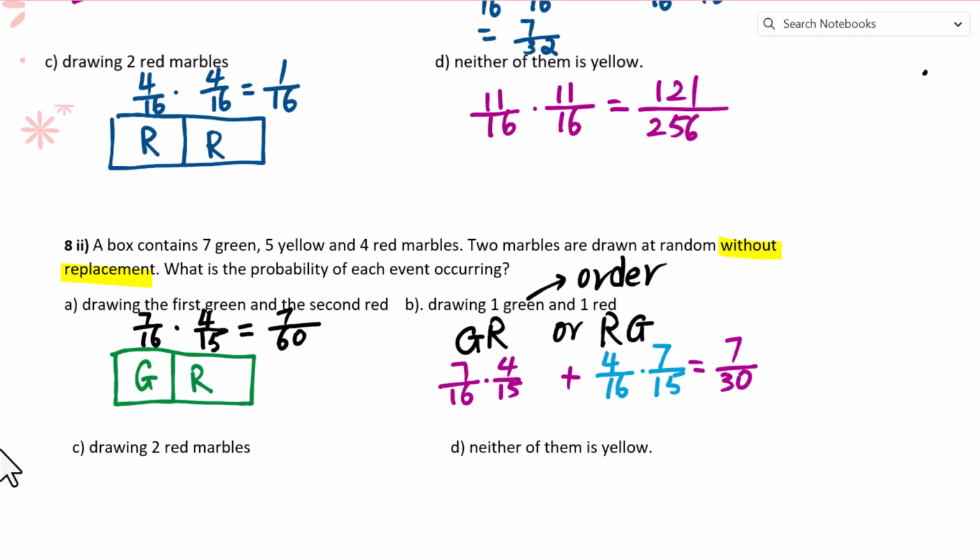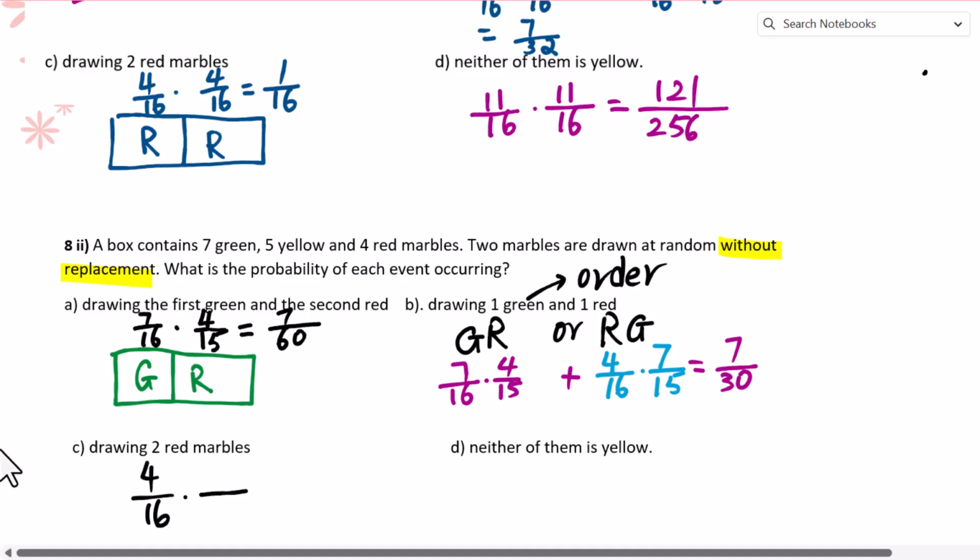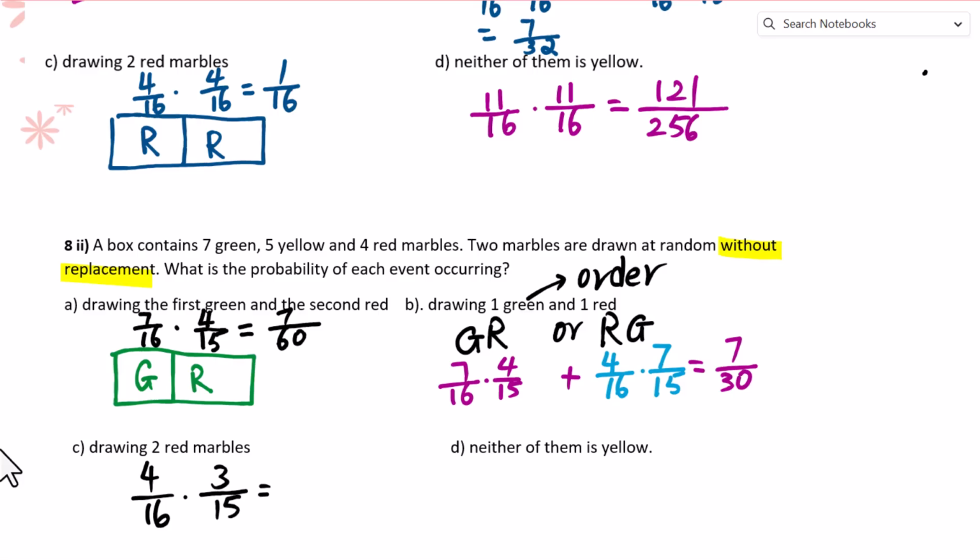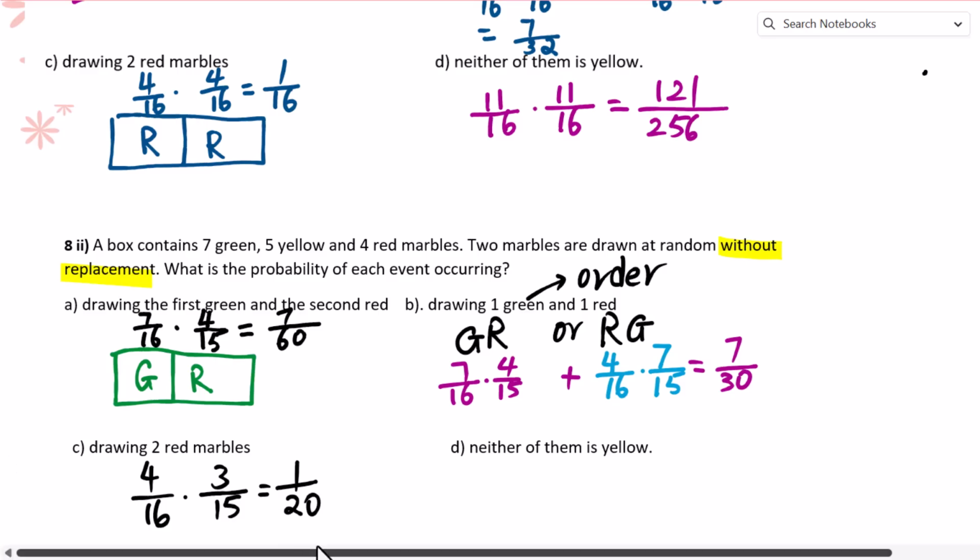C. Drawing two red marbles. Since two marbles are both red, you don't need to consider the order. First red, 4 over 16. Second red, 3 over 15. Equals 1 over 20.